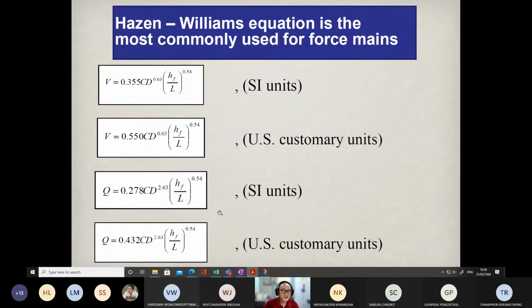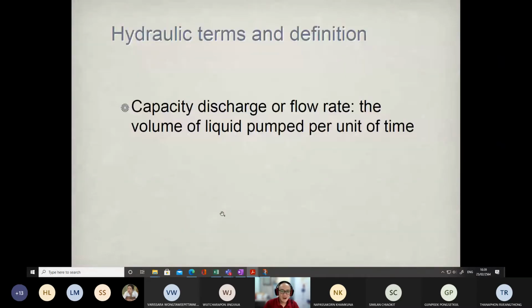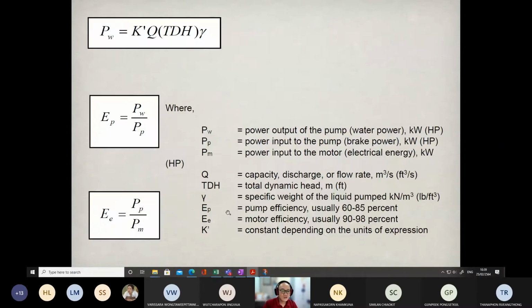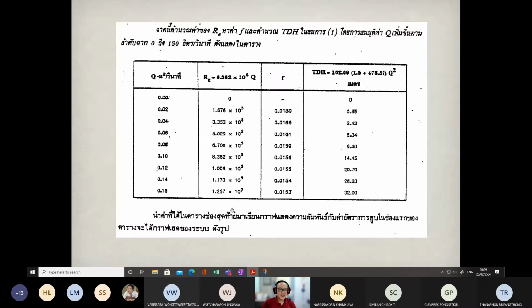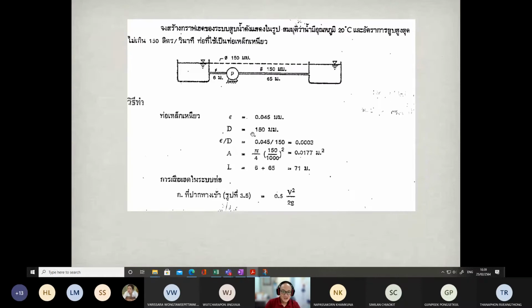Okay, so this is the Parsons-Williams equation. Now, if you are about to establish the curve, how can we do that? This is the example, but unfortunately, they used the Darcy-Weisbach equation. This is the system: the pump just transfers the water from this reservoir to the other reservoir located on the other side. But there is no water level difference, so it probably just increases the pressure.